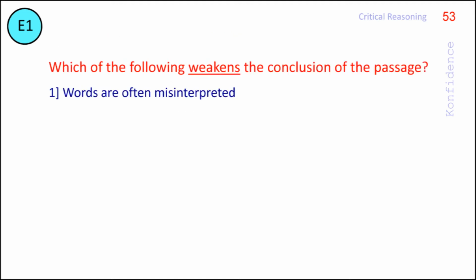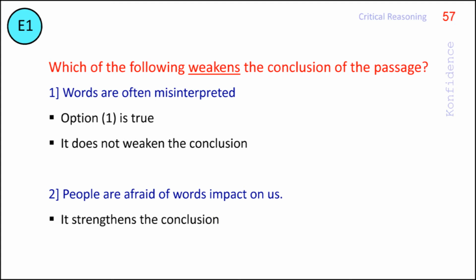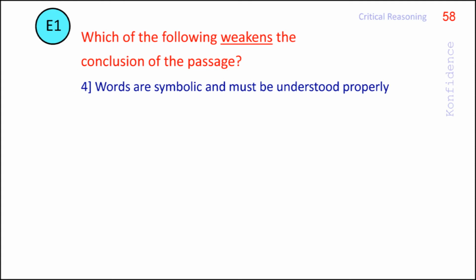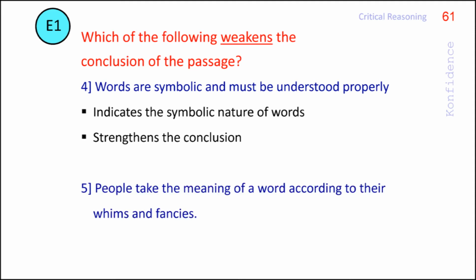According to the first answer option, words are misinterpreted, which is true, but it does not weaken the conclusion. Statement 2 says that people are afraid of words' impact on us. Actually, this strengthens the conclusion. The fourth statement, which tells us about the symbolic nature of words, also, in a way, strengthens the conclusion. The fifth statement is not true. Not all people take the meaning of words according to their whims and fancies.